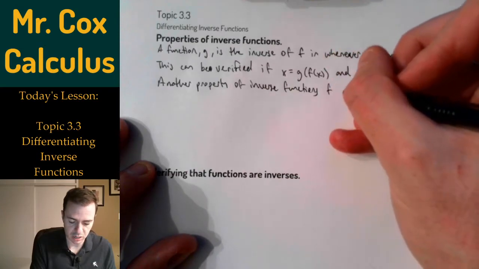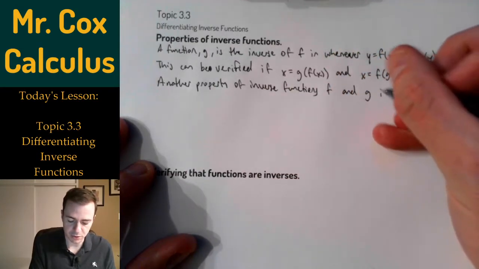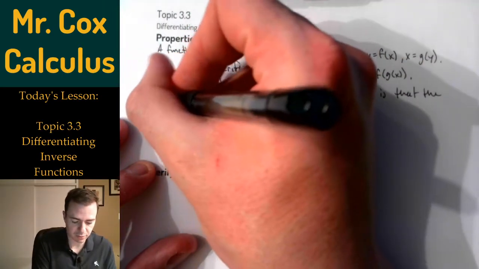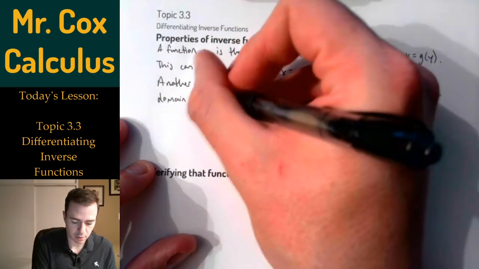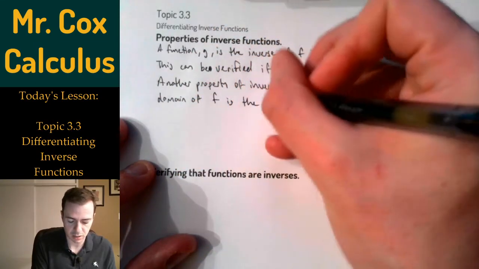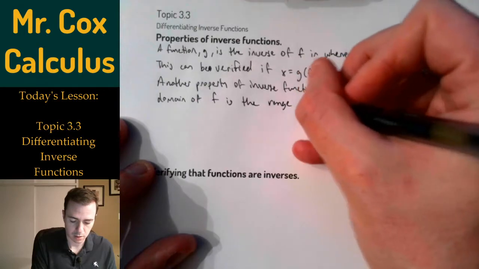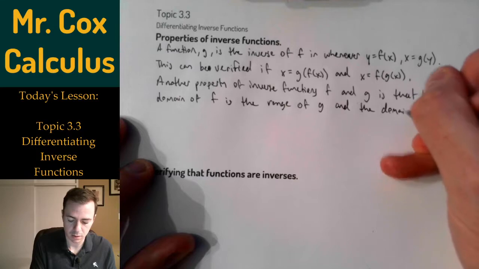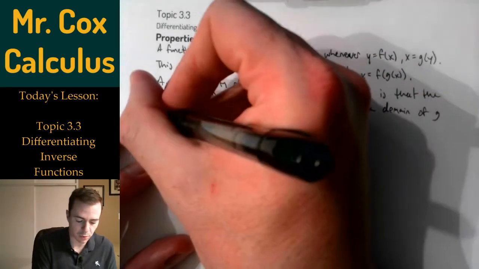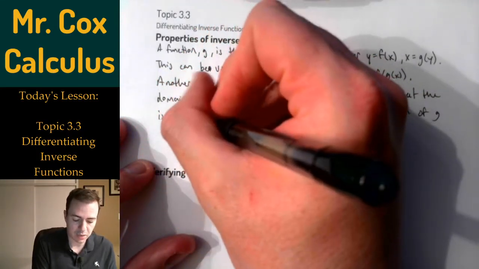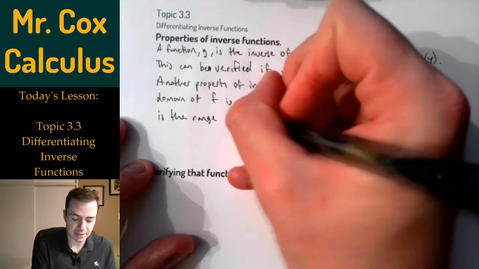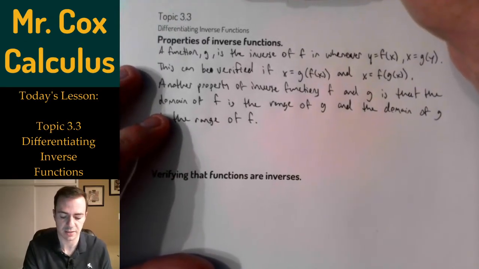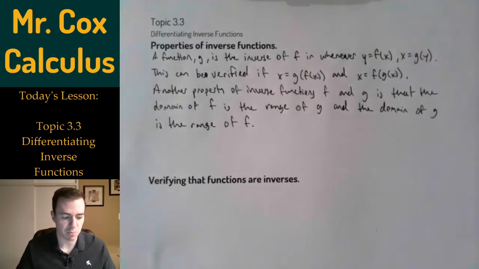Another property of inverse functions f and g is that the domain of f is the range of g, and the domain of g is the range of f. And so again, this idea that the x's and y's, domains and ranges, inputs, outputs, however it is you like to think of it, are being swapped.